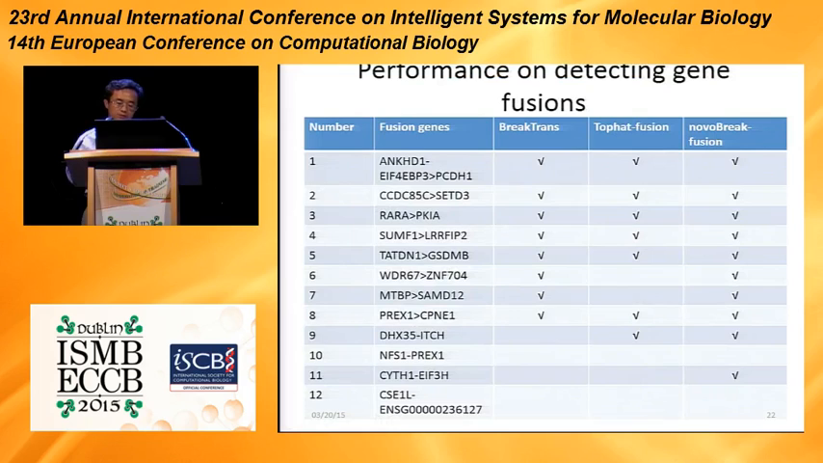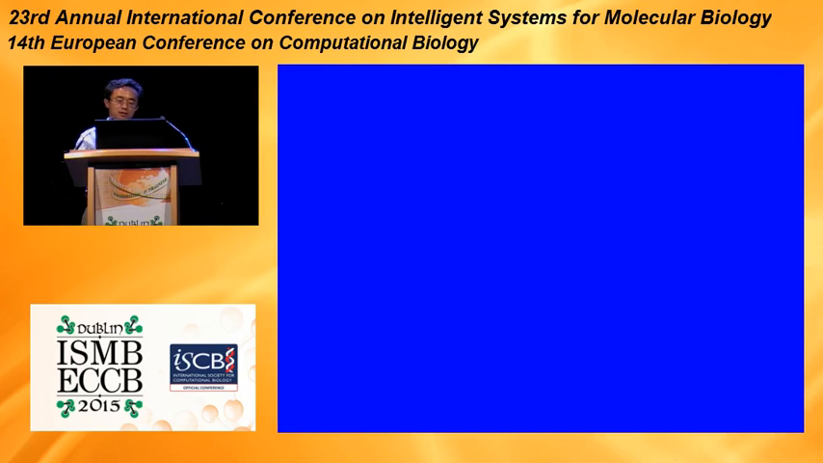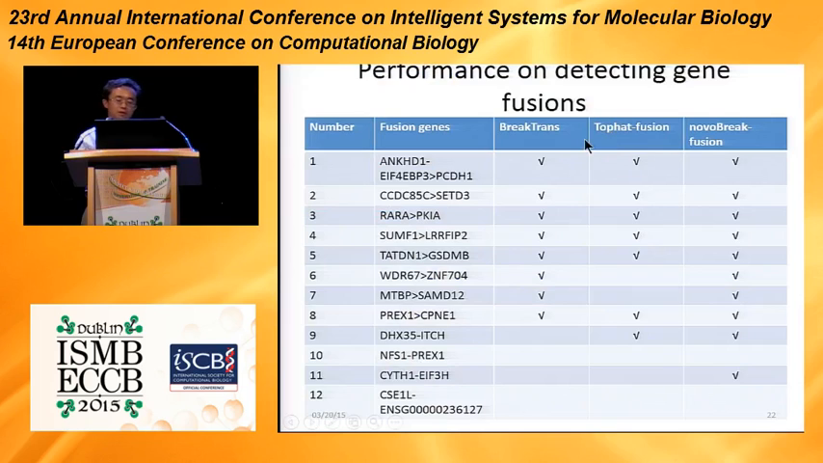So just as preliminary results, we analyzed RNA-seq data from one of the breast cancer cell lines, SKBR3, and we were indeed able to identify more known fusion breakpoints in the RNA-seq data than other approaches like TopHat-Fusion and BreakTrans.